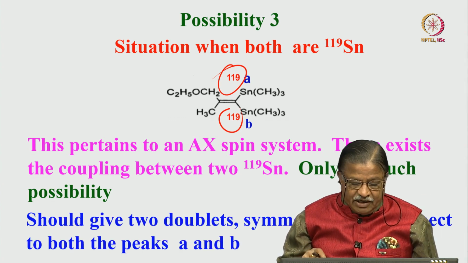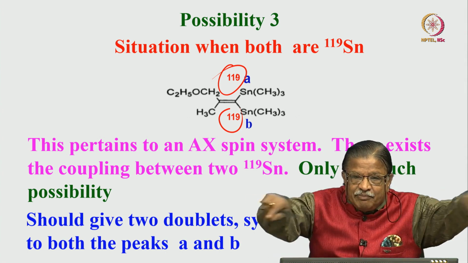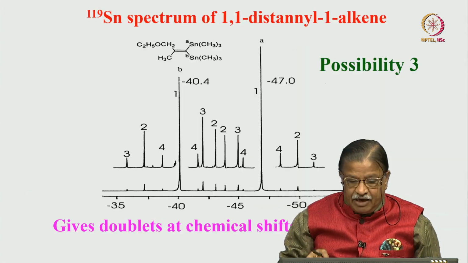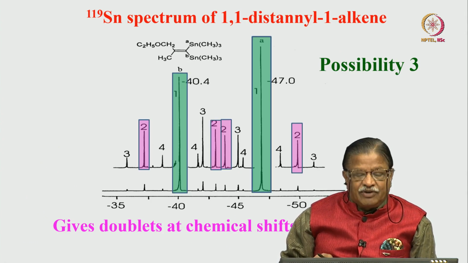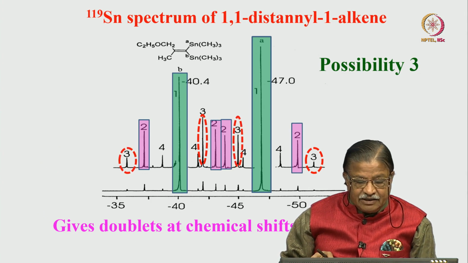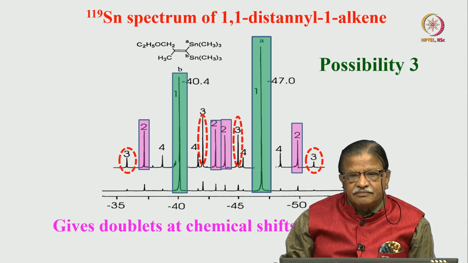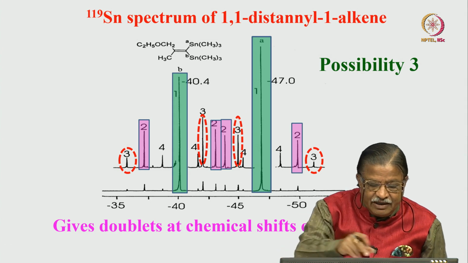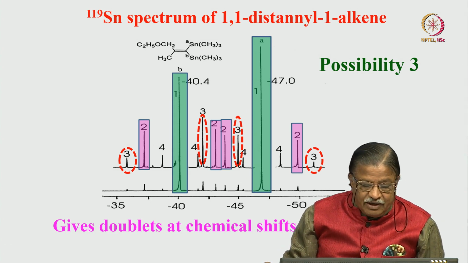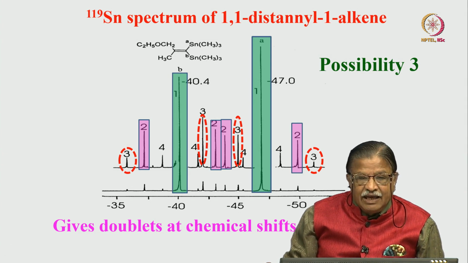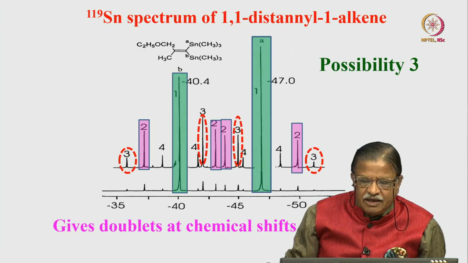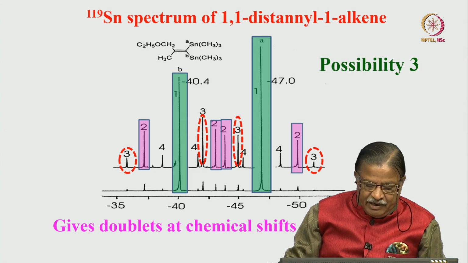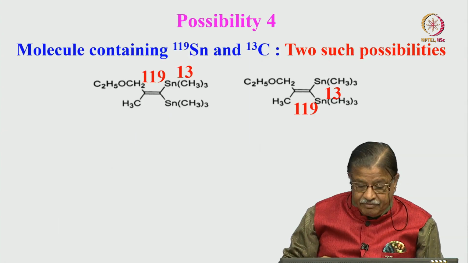Now, that possibility should give rise to 2 doublets symmetrically placed for each of these 2 strong peaks, A and B. So, we analyze the 4 peaks here. Now, what is left over? This is one doublet, this is another doublet, which is coming because of this one. Okay, so we could easily assign these 4 peaks. Doublets come because of coupling in a situation where both are tin 119. Each forms an AX spin system, giving doublets at the chemical shifts of both A and B.